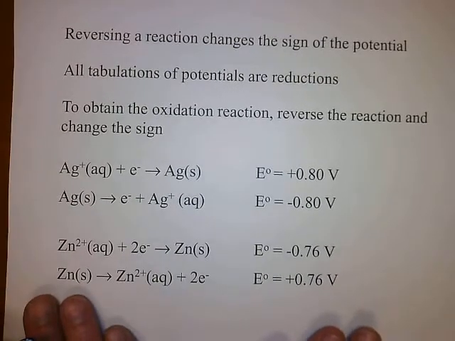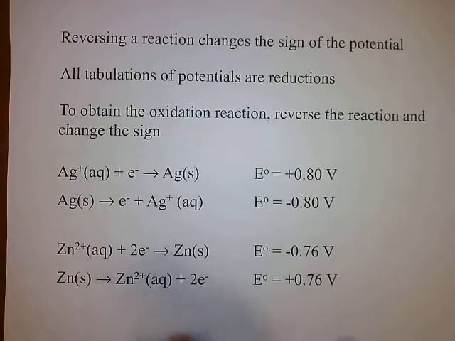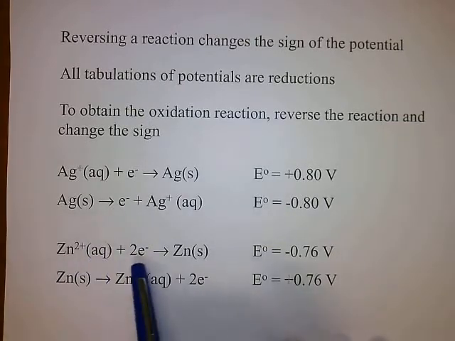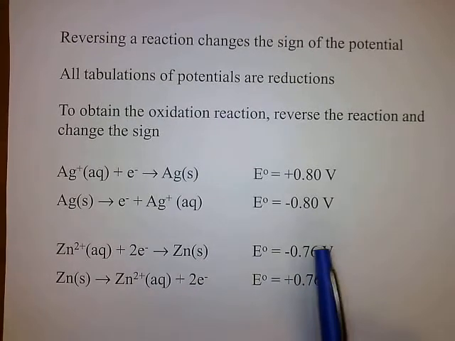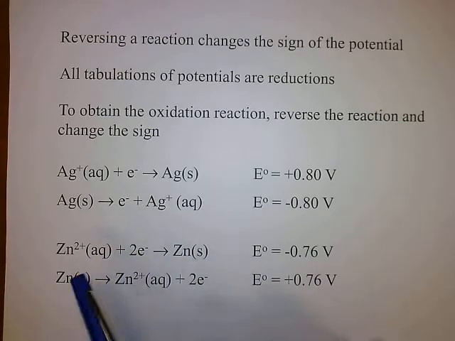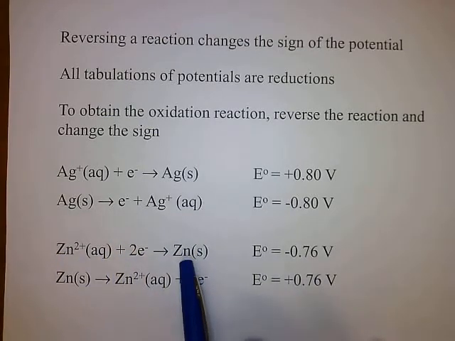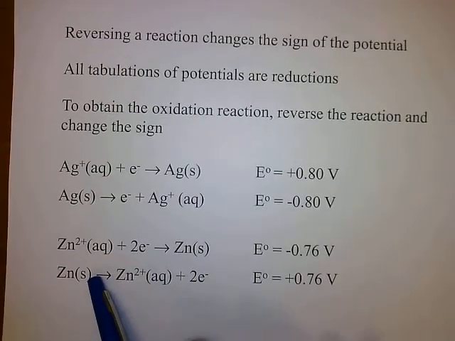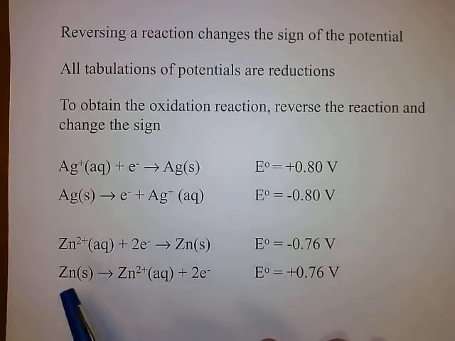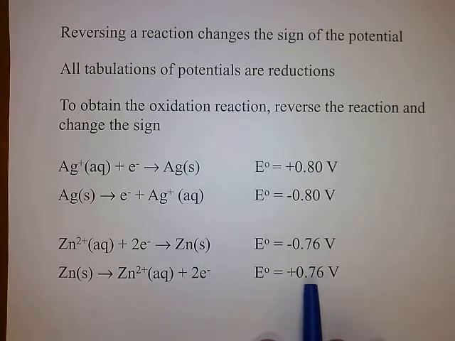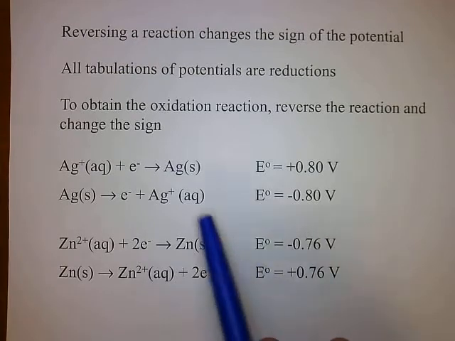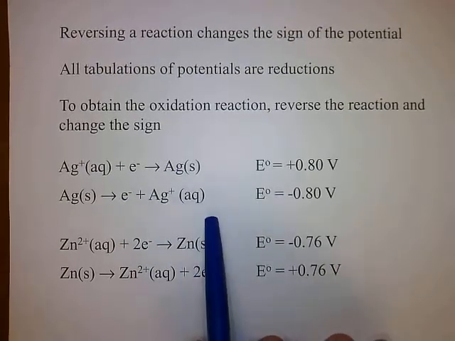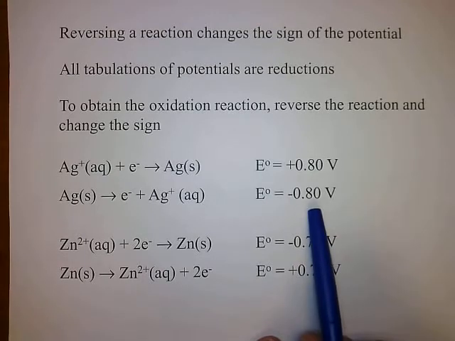Now, if we look at zinc, another example, the reduction of zinc is negative 0.76. So that's unfavorable. Zinc really doesn't want to be reduced. It would rather be zinc ion than zinc metal. So if we reverse the reaction and look at the oxidation of zinc, then it becomes positive 0.76 volts. So we could say that zinc has a much greater tendency to be oxidized than does silver, because this oxidation is positive, this oxidation is negative.